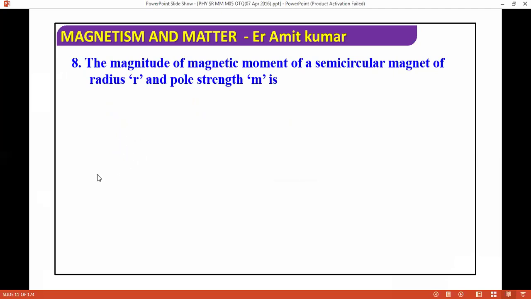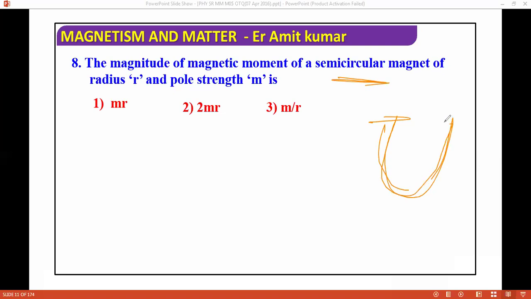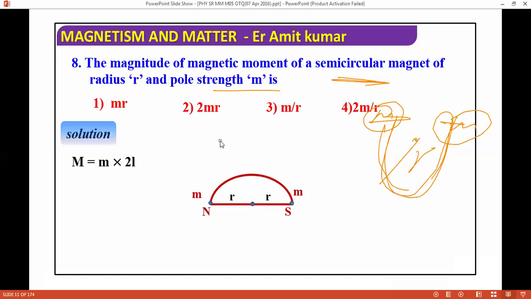Next question: the magnitude of the magnetic moment of a semicircular magnet of radius r and pole distance m is? Magnetic moment questions are very easy. We have a semicircular magnet whose radius is r, and we are talking about the pole distance, which is m. If you know the concept, you can do this question fast. So what will be the correct answer? The correct answer will be 2mr, so we go with option number 2.